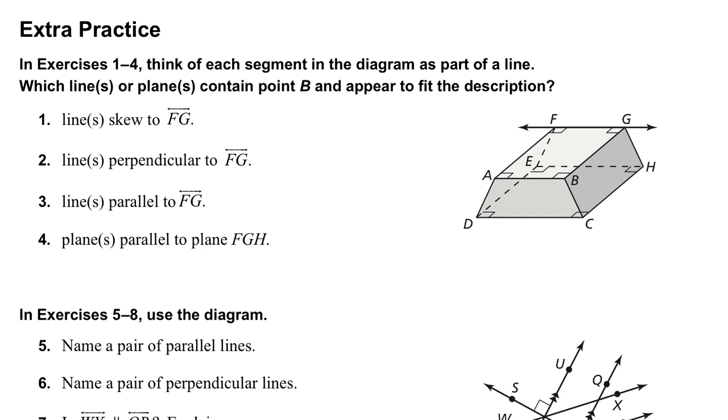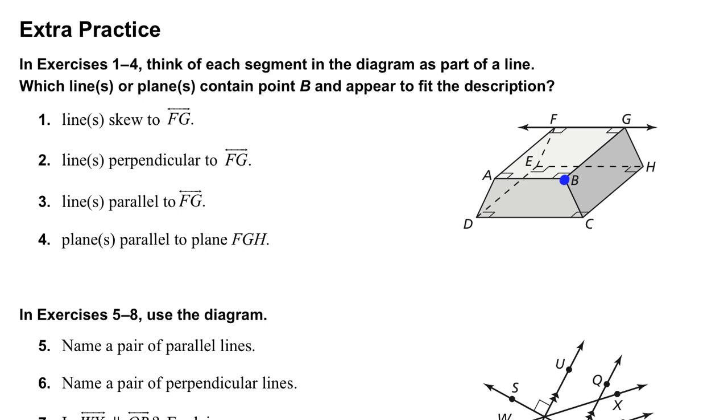So this is a trapezoidal prism, and each of these segments are part of a line, and it does ask which lines or planes contain point B and appear to fit the description. So we're focusing on point B, which I'm going to make nice and obvious here. So let's look at this first one. It says that we want to find a line skew to FG.